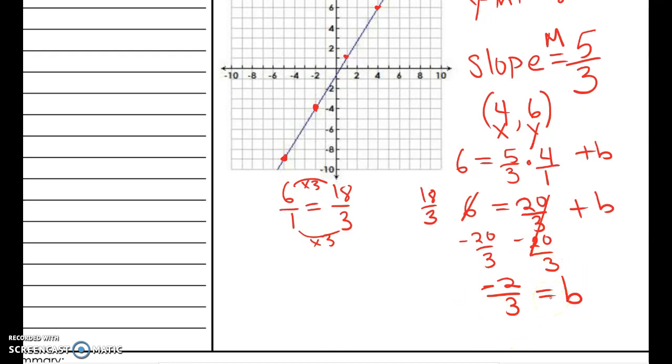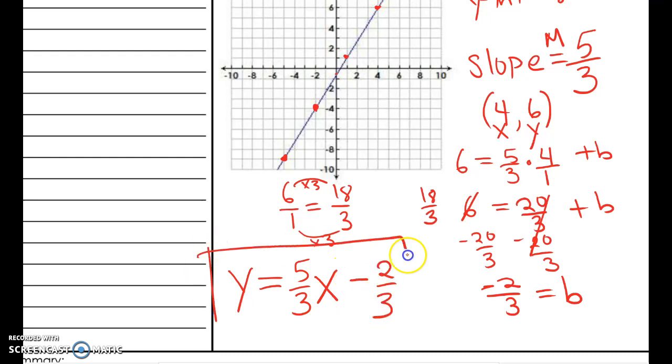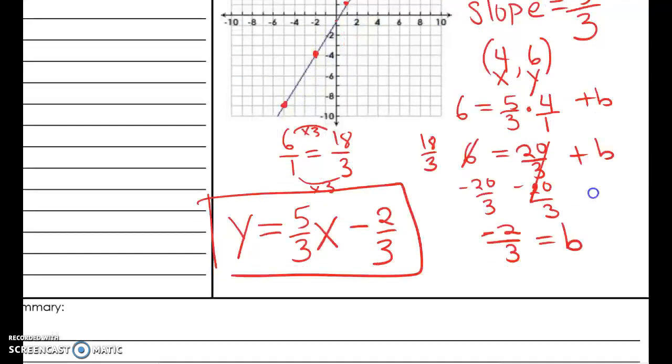Does it make sense? We said the y-intercept was somewhere between 0 and -1, and -2/3 makes perfect sense because that is somewhere between 0 and -1. So what is the equation of the line? Y equals 5/3 x minus 2/3. Common mistake is forgetting to put the x. Do not forget the x or the y if you are solving and you have a slope and a y-intercept. The only time x is missing is when your slope is 0. The only time y is missing is when your slope is undefined.